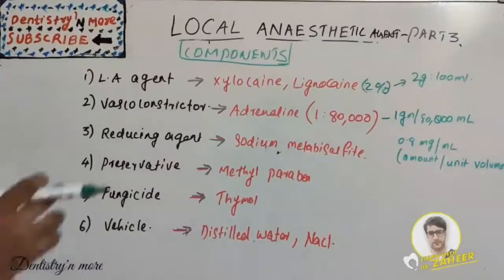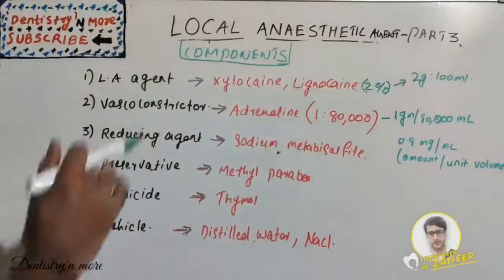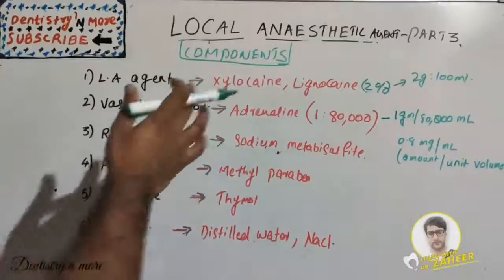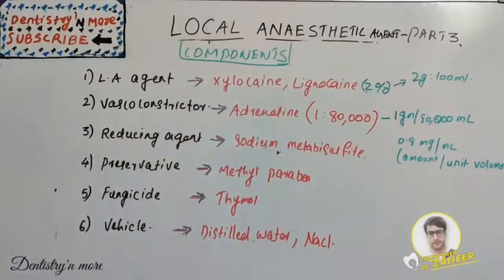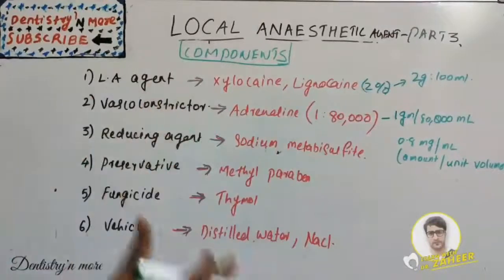The first component is the basic local anesthetic agent. The commonly used ones in dentistry are xylocaine and lignocaine. It is 2%, which is a dilution factor. It is nothing but 2 grams in 100 ml, a weight by volume measurement. This is the component which produces local anesthesia.